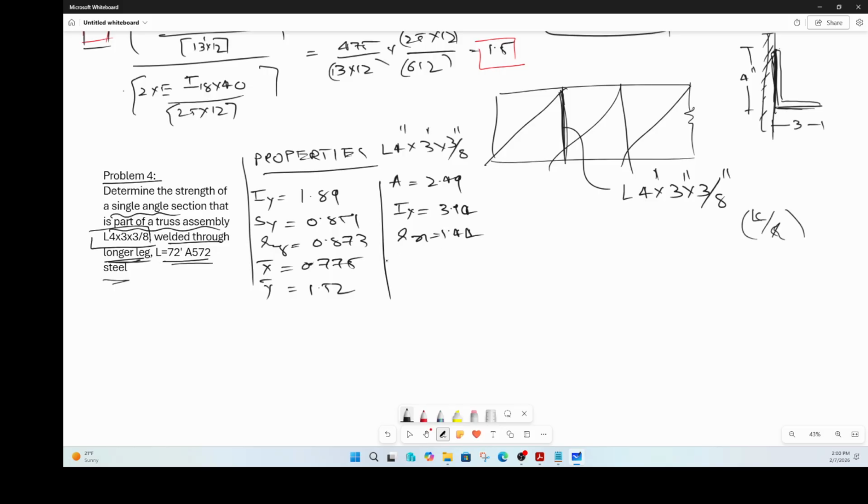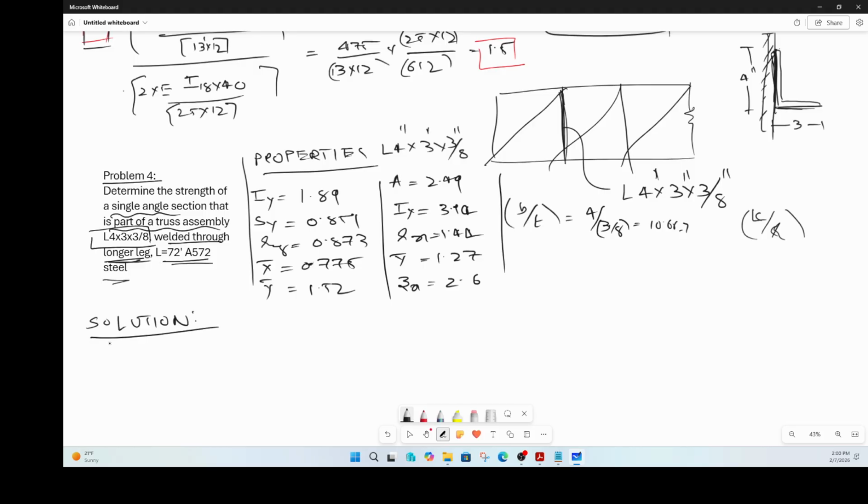I am on the page, and before I get into a different page, I want to note stuff down. ZX is equal to 2.6. And my b by t of my angle, 4 by 3/8, is nothing but 10.667. Okay, so now I'll start my solution, correct?